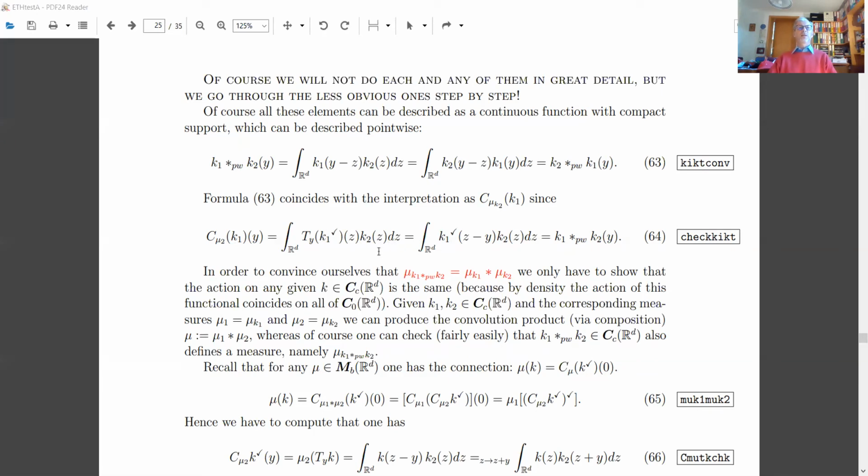Now we have to spell out what it means. A shifted version of any function, here it's k1 flipped of s minus y, is just the shifted version times k2 of s. But the flipped version of k1 is just k1 without a flip at y minus s, ds. And that's exactly the definition of the pointwise product.